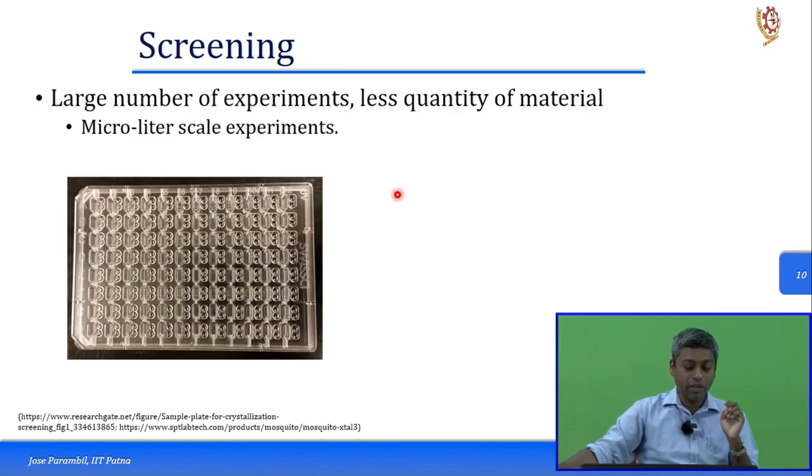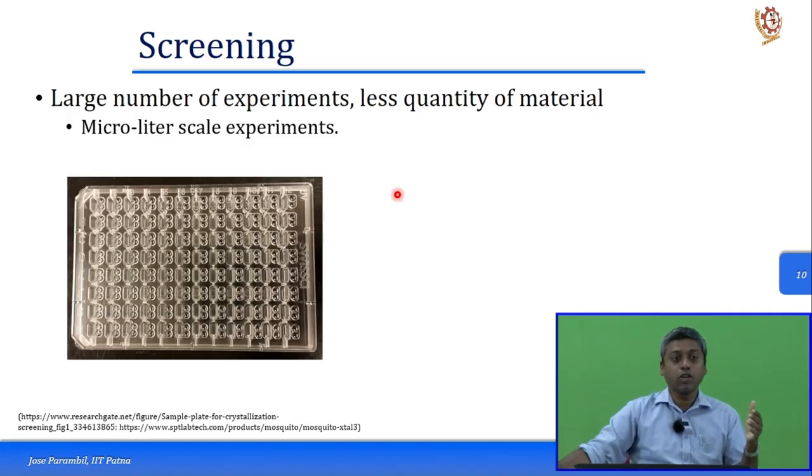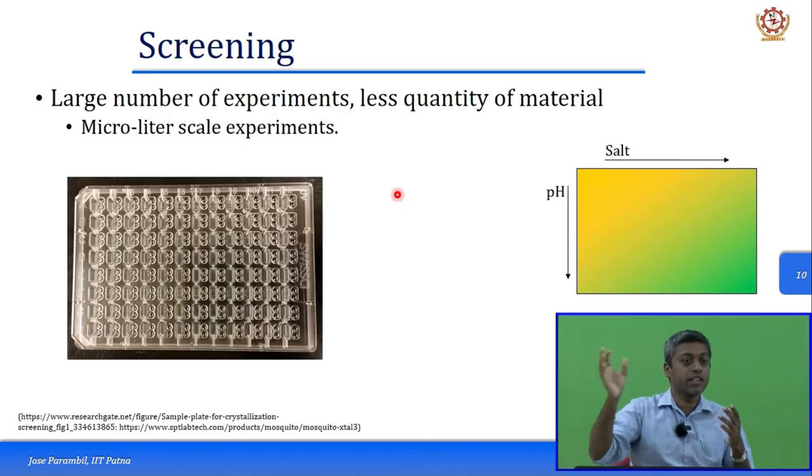I'll just give you a brief glimpse of that. Now, in order to identify a particular crystallization condition from a single system, you might have to run several tens or dozens of these microplates, and each of them might have a variation of, let's say, pH, salt, or other conditions that you want to vary.